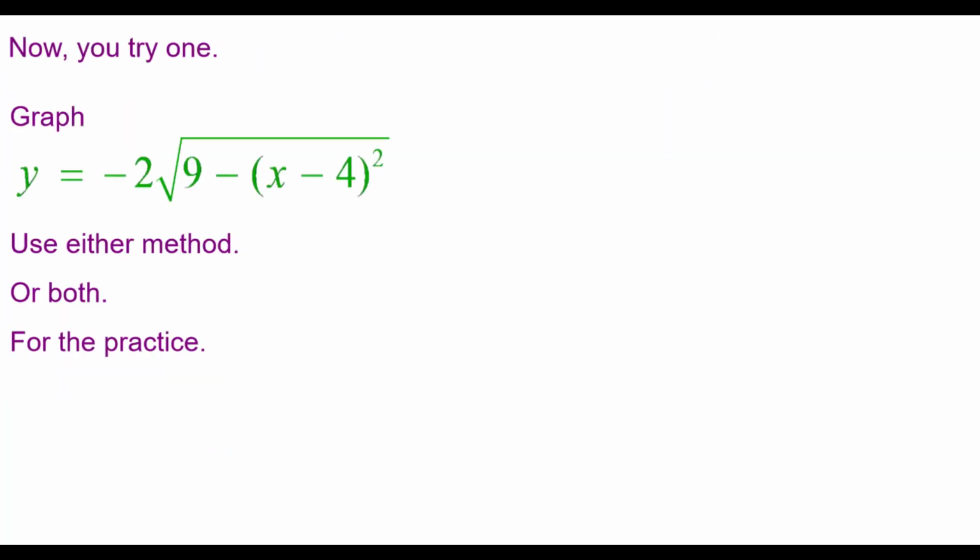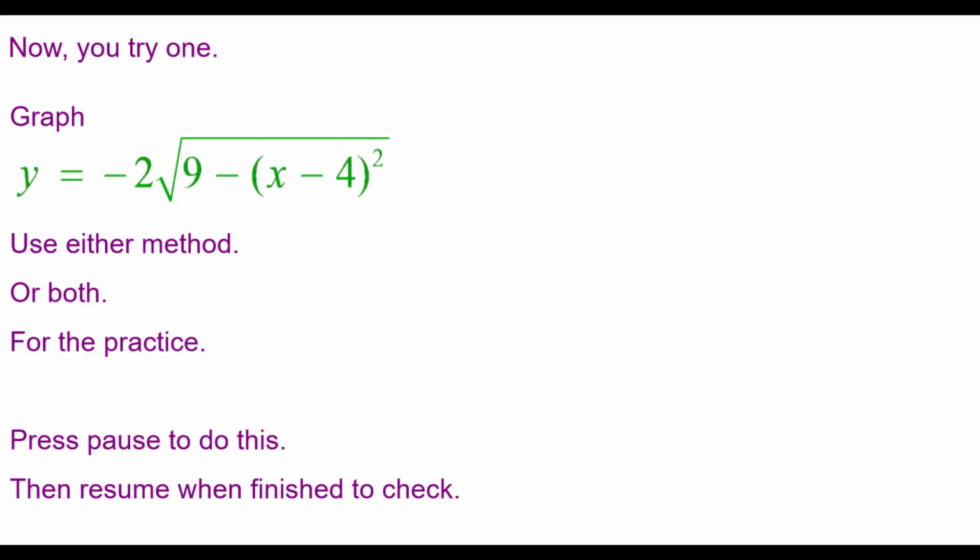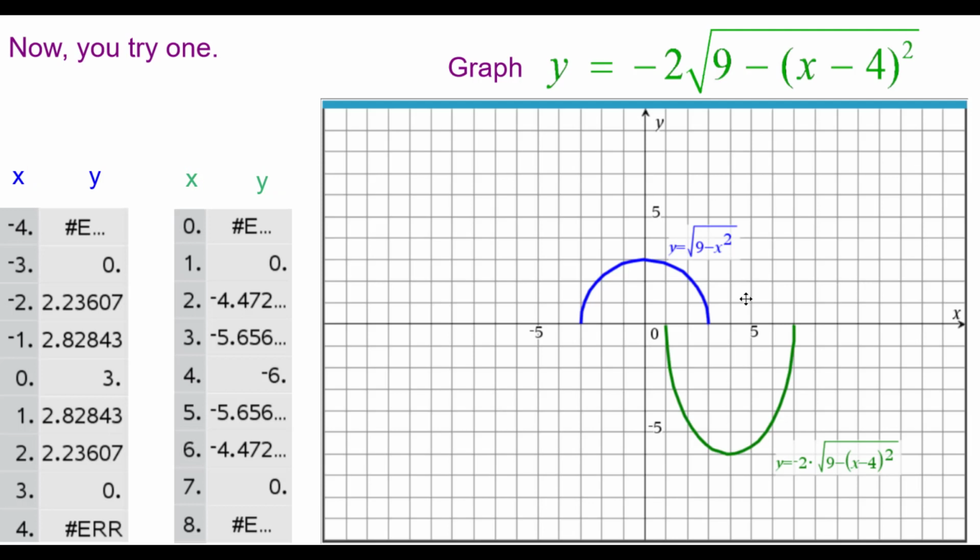Now you try one. Graph y equals -2 times the square root of the quantity 9 minus the quantity x minus 4 squared. Use either method or both for the practice. Press pause to do this and then resume when you're finished to check. And so here's the answer. In green here is a graph, and I also have the table of values.